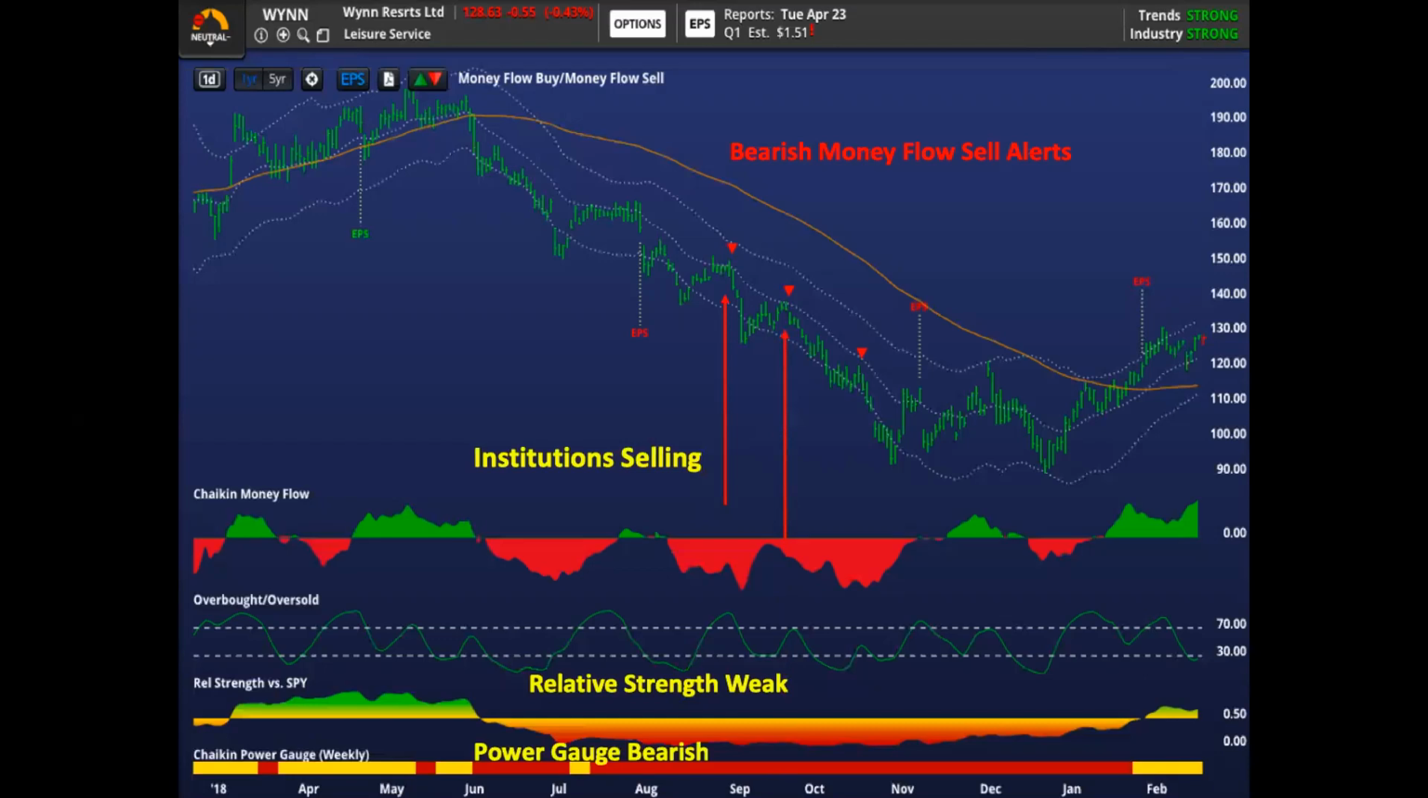We're going to get into that a little more. You can spot this on stock charts or on your online brokerage platforms. We put it all on one screen in Chaikin Analytics.